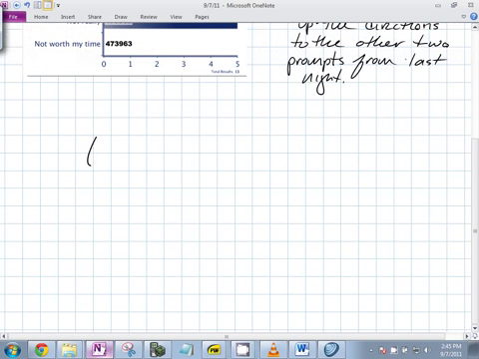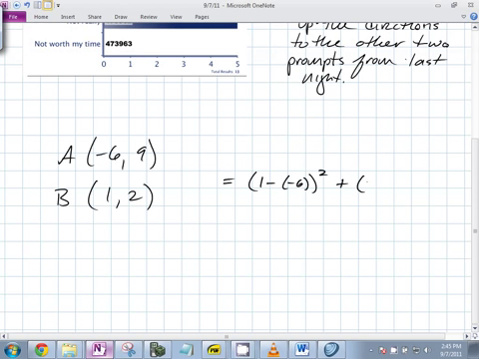6, 9. So I'm going to give you another point. 1, 2. The distance from point A to point B is going to be the square root of 1 minus negative 6 squared plus 2 minus negative 9, 2 minus 9 squared. The distance from A to B.